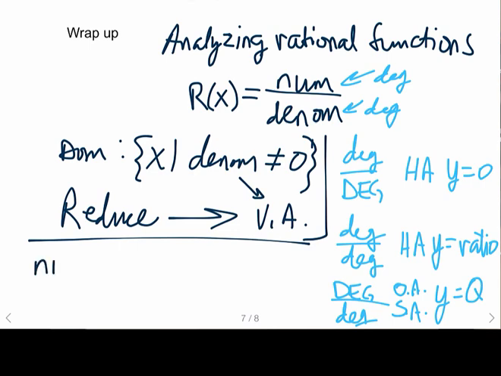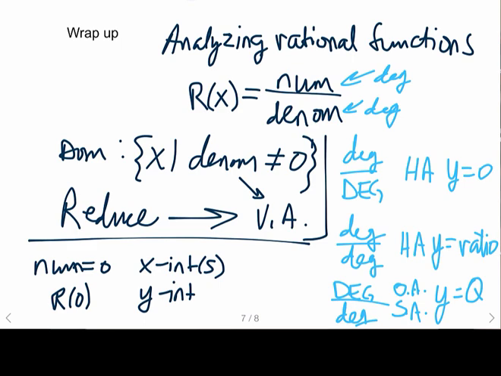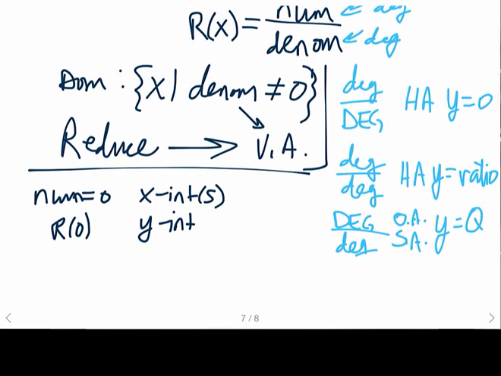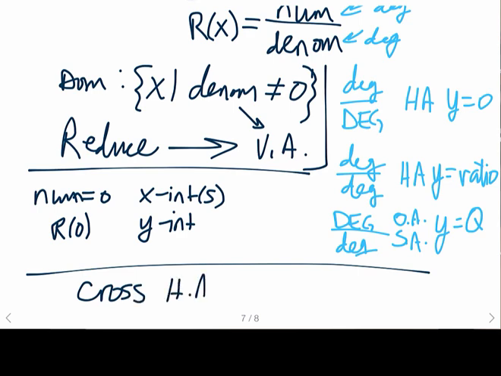Then we set the numerator equal to 0 to figure out the x-intercepts. We evaluate the function at 0 to find the y-intercept. There's only one of those ever, sometimes none, but never 2 or 3. And then finally, we want to know, does the function cross either the horizontal asymptote or the slant or oblique asymptote? It'll never cross the vertical asymptote, but as you saw, sometimes it can cross the other asymptotes.